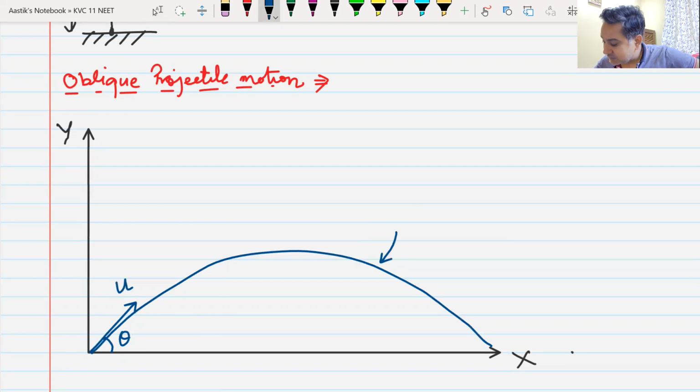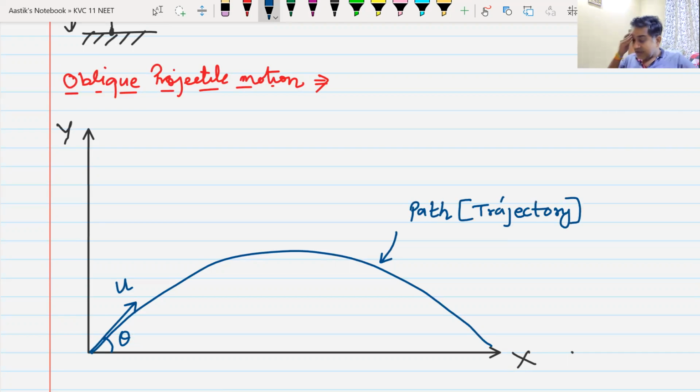It follows a path. This path is known as the trajectory of this projectile motion. And we will see that this trajectory will come out as a parabola. Parabola is a type of curve, just like circles or a straight line. Straight line is a straight line, circle is a curve. Parabola is also a curve. Ellipse, parabola, hyperbola, conic, all these are curves. Do we understand this?